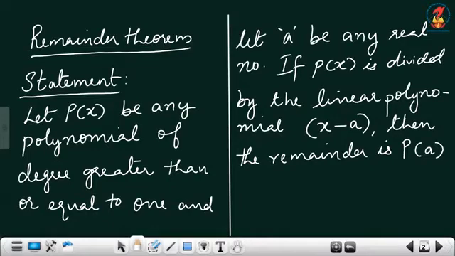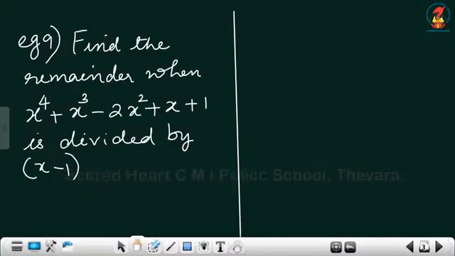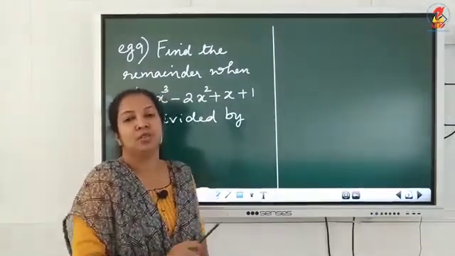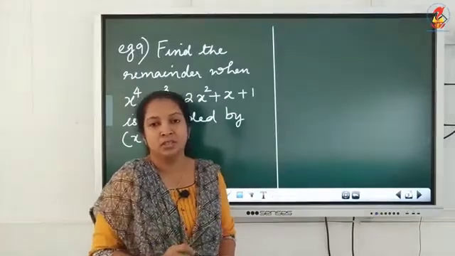p of x is a polynomial of degree greater than or equal to 1 and a is a real number. If p of x is divided by the linear polynomial x minus a, the remainder is p of a. You have to learn this statement by heart. Using this theorem we can find the remainder. Only if they ask you to use long division do you have to go for that. Otherwise, you have to use the remainder theorem.